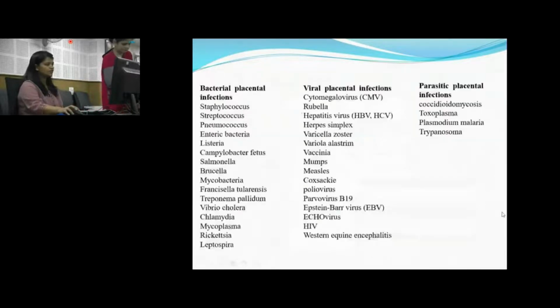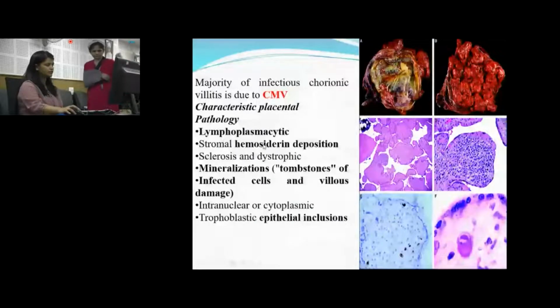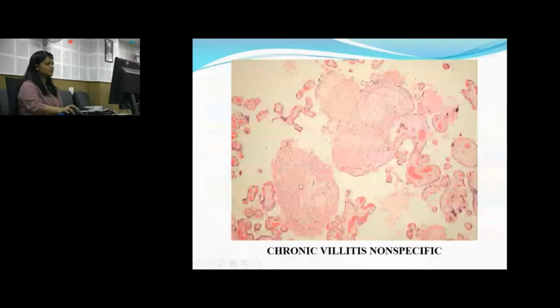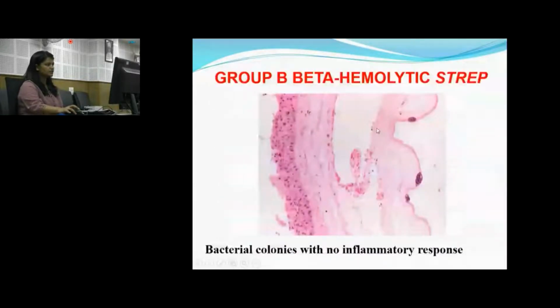So these are the various infections which are caused by the placenta, and this is Listeria growth. Here you can see the CMV infection, where it causes lymphoplasmacytic infiltration, stromal hemosiderin deposition, and mineralization, and intranuclear and cytoplasmic inclusion bodies are formed. This is candidal infection. This is non-specific inflammation, chronic villitis. And as we talked about, the inclusion body of CMV infection. In group B beta-hemolytic streptococci infection.